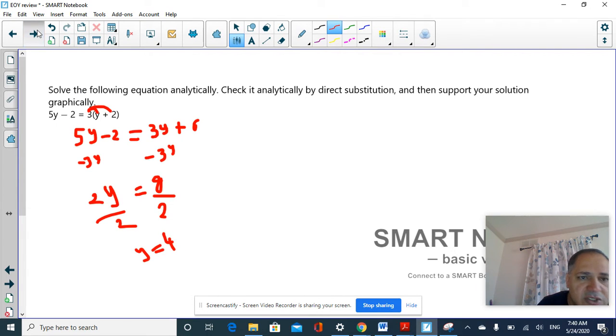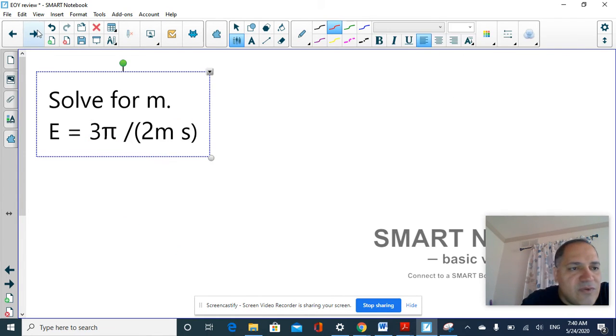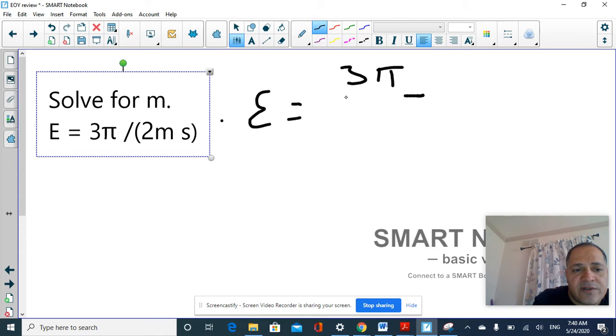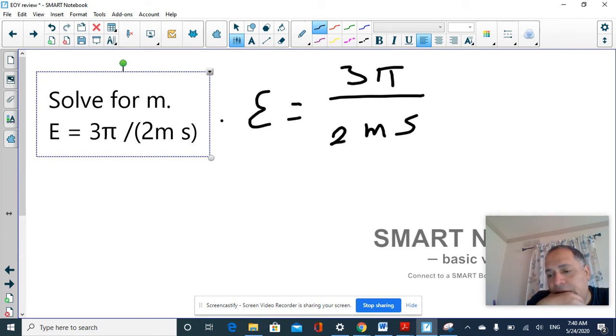This is a simple question, I know. Just an introduction for you. So now, what he asked for is, what we have here: E equals 3 pi over 2ms. And he wants to solve for m. So now, how do we solve this equation? How do we solve for m?